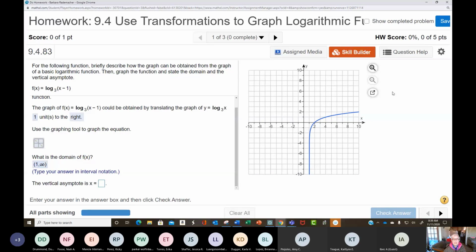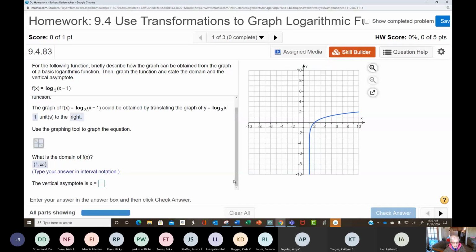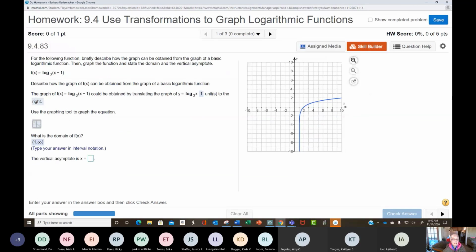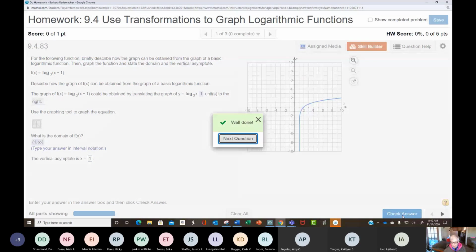Okay. I have not completed? Am I sure I want to leave? No. Well, what have I not done? Now it's saying the vertical asymptote is x equals... Okay. There we go.